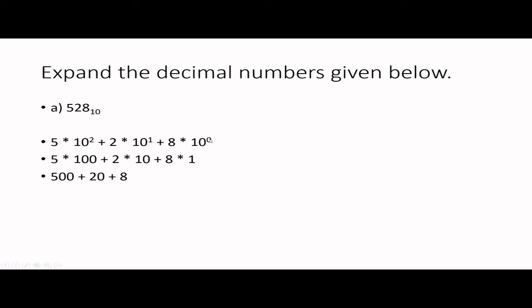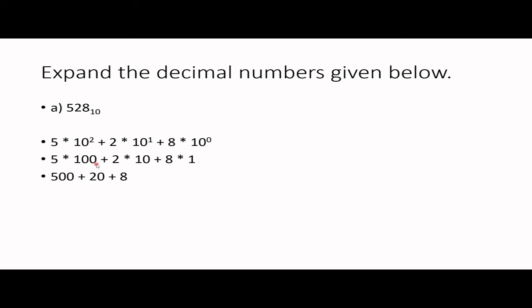If the base is 2, then it is 2 to the power 0, 2 to the power 1, 2 to the power 2, in that number system. Here the weighting factor is 10 to the powers: 10 to the power 0, 10 to the power 1, 10 to the power 2. Now this is 528. That means 5 into 10 to the power 2, next 2 into 10 to the power 1, then 8 into 10 to the power 0.